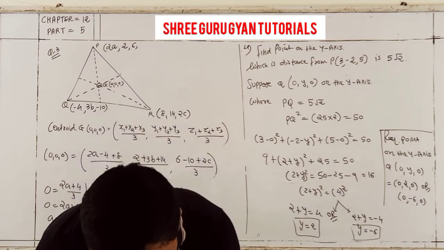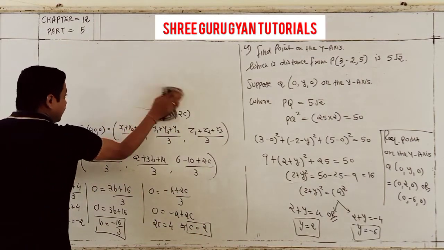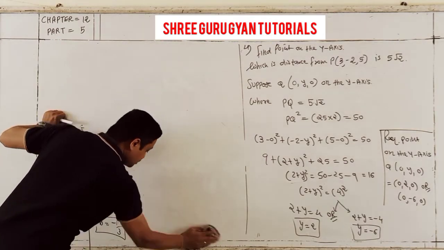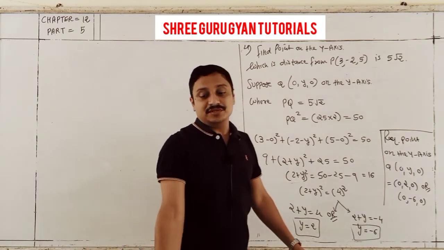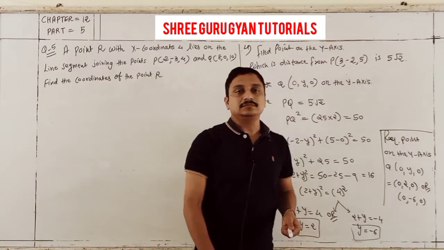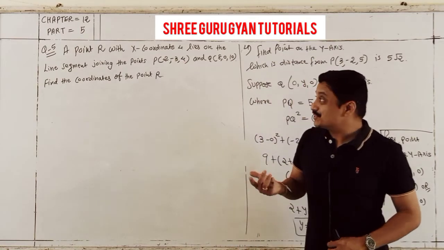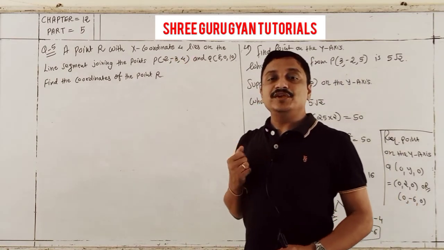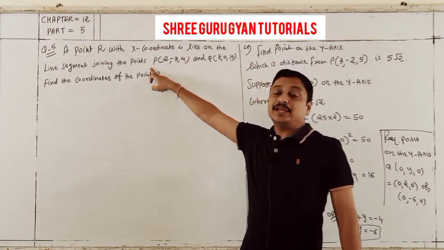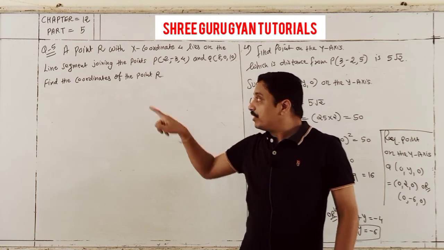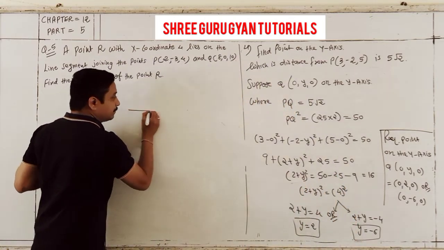Now continue with question number 5. Similarly, we are going in the way of divisions, internal and external. Our next question, the fifth, students. Now students, question number 5. This is also an important question. A point R has x coordinate 4 and lies on the segment joining P and Q. Then find the coordinates of point R. So students, this is your drawing.